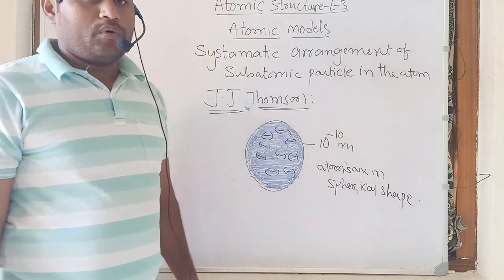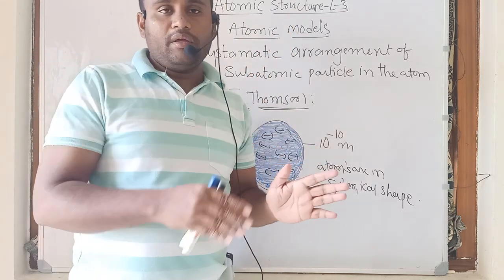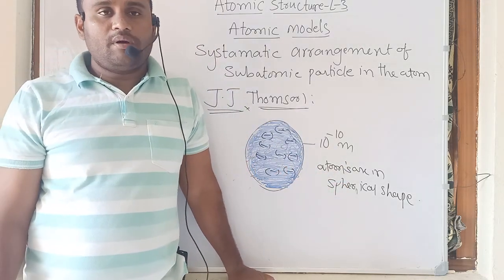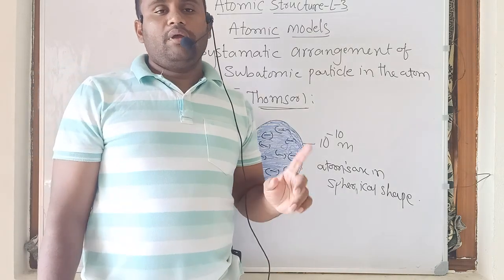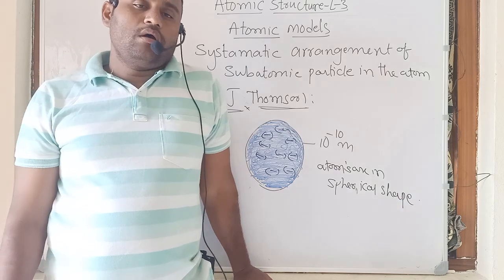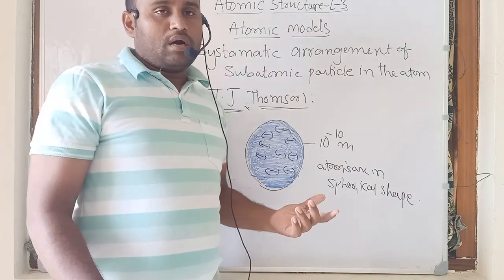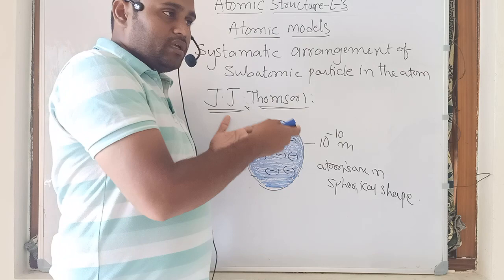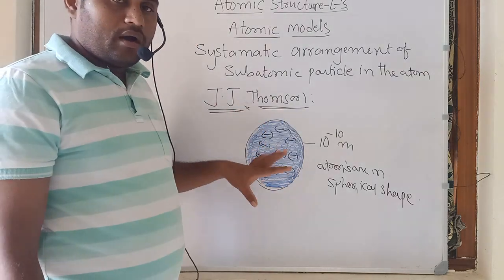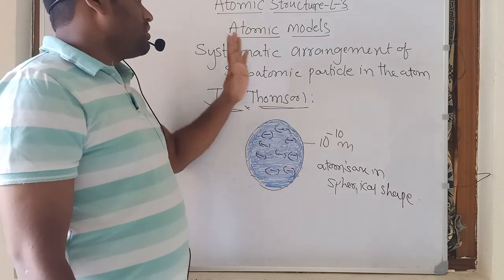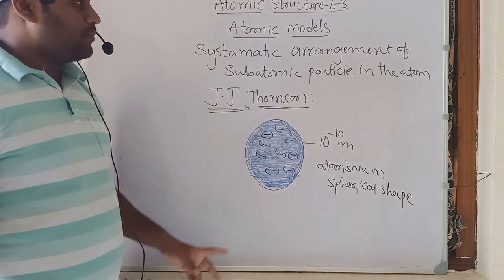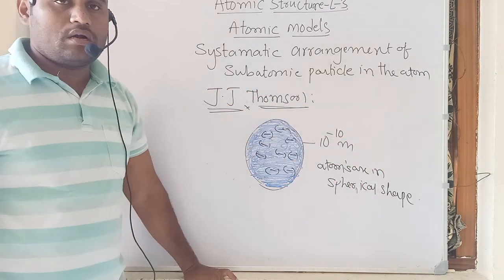See, what is an atomic model? We already know the atom can be divided. When you divide the atom, you will get the subatomic particles or fundamental particles. There are mainly three fundamental particles: electron, proton and neutron. Atomic models discuss how these subatomic particles are arranged in the atom. So what is the definition of an atomic model? The systematic arrangement of subatomic particles in the atom is called the atomic model.